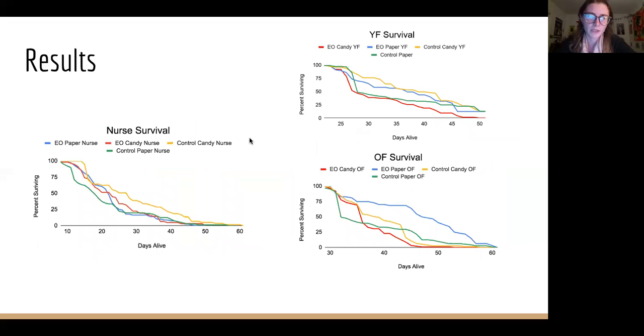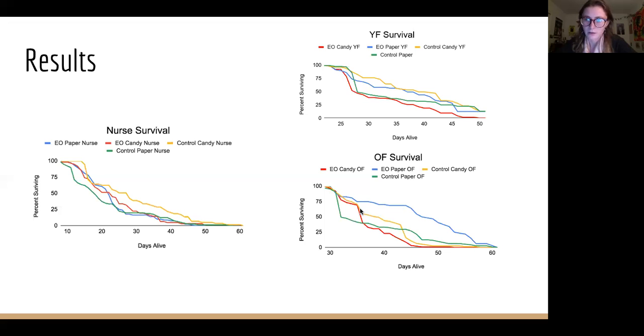So with those cages that I said didn't have any bees sampled from them, I was able to just get straight survivorship data. And the difference between the treatment groups in the nurses is not that big, but as you get into the young foragers and the old foragers, that difference widens. And so if you see at the old foragers, which is where the biggest difference is, the blue, which is the EO paper, and the green, the control paper, there's a pretty big gap there.